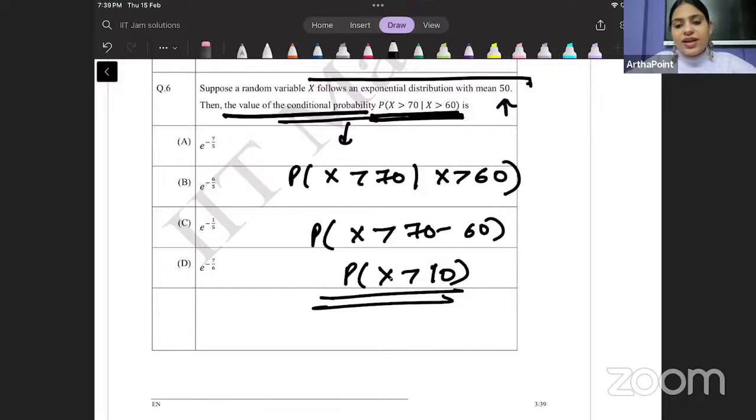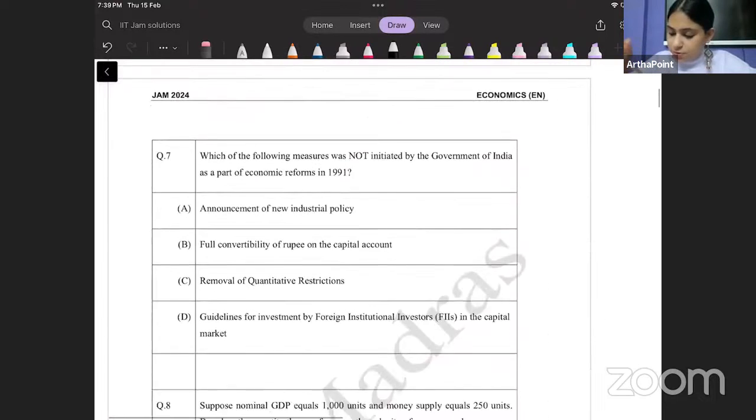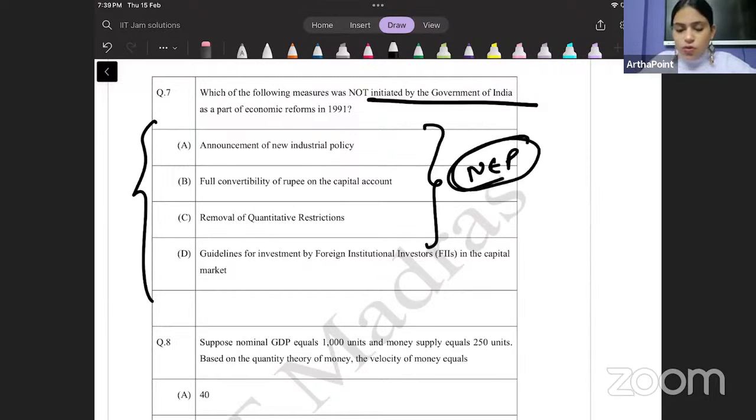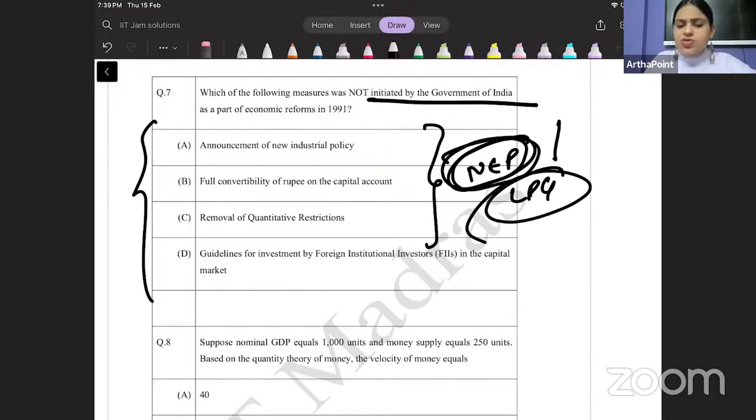So again I find that the paper, the questions we are seeing so far, it is a doable question paper. Which of the following is not? So beta, this is fixed. They will give you, as we had discussed, a question on the new economic policy or LPG, and a question has come on that. So there is nothing which went out of the way in this.